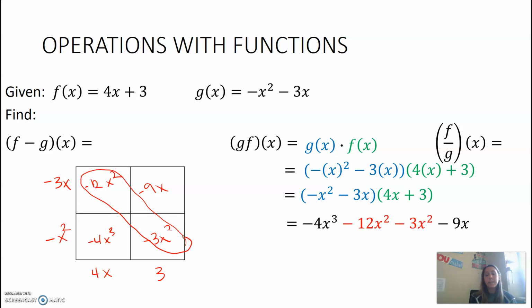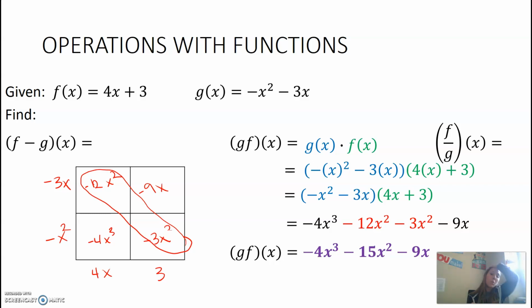All right, so when you add everything together, you get negative 4x cubed minus 12x squared minus 3x squared minus 9x, and we combine our like terms and we end up with negative 4x cubed minus 15x squared minus 9x.